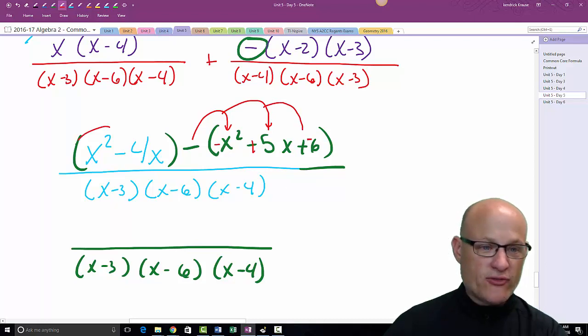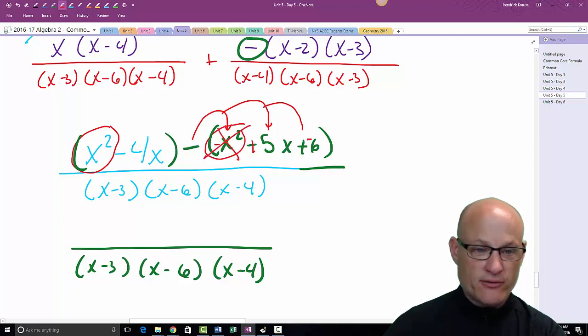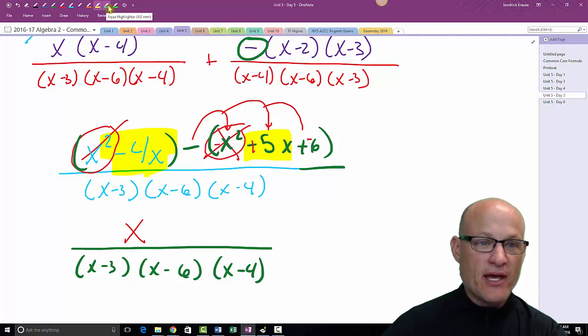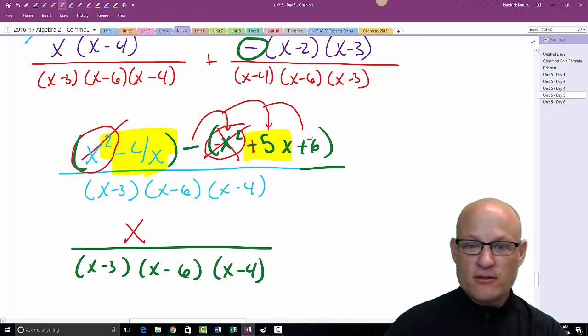So we have x squared and minus x squared. Well, those just cancel. We have minus 4x and positive 5x. So that's just x. If I put this minus 4x together with this positive 5x, that just gives me x. And then minus 6.